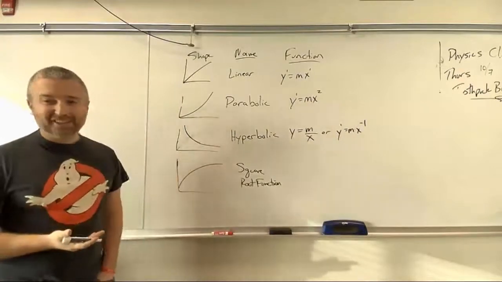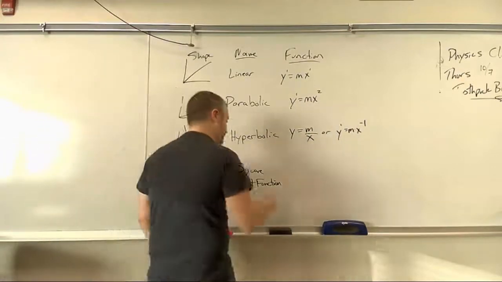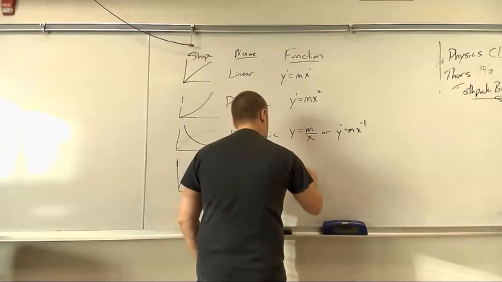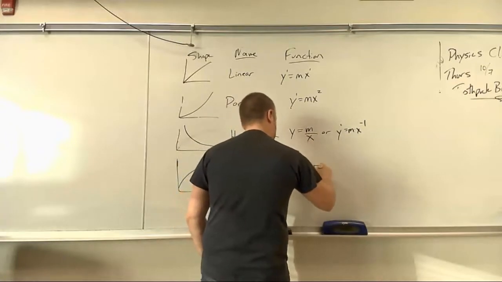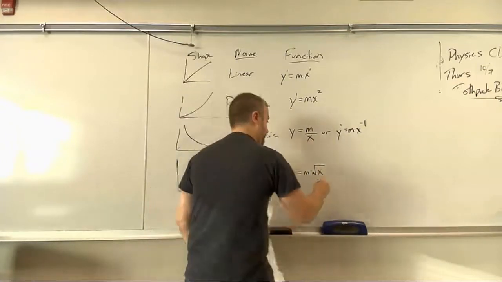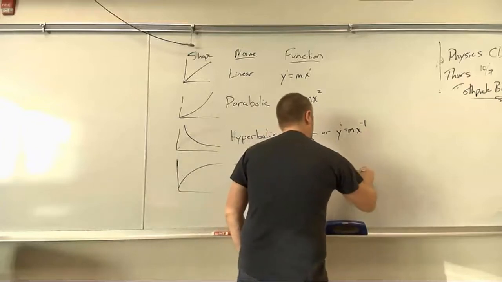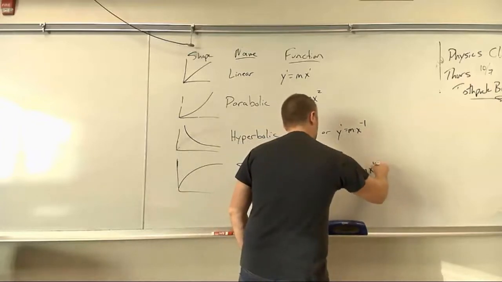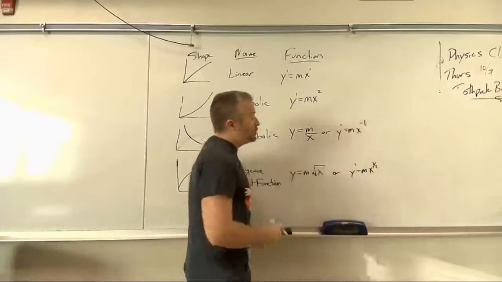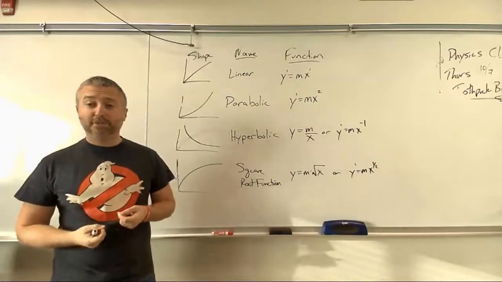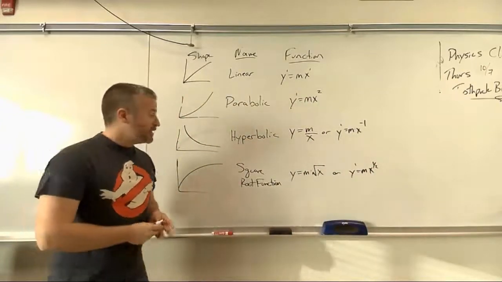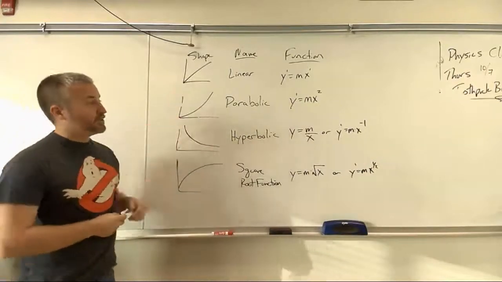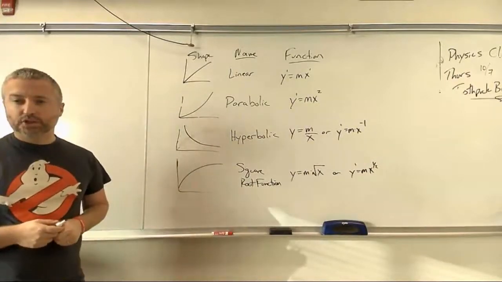Square root function, you can probably guess what its equation is, but let's put it up here anyway. It's y equals m times the square root of x. But once again, I'm going to write it a second way. y equals m times x to the 1/2. Because once again, it's specifically what happens to the x variable that decides what the shape is of every single one of these functions.